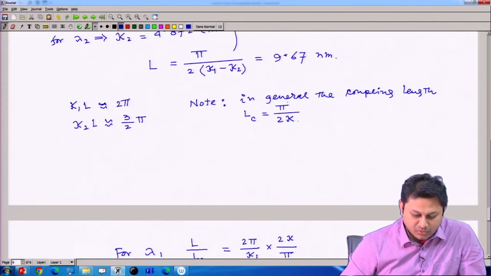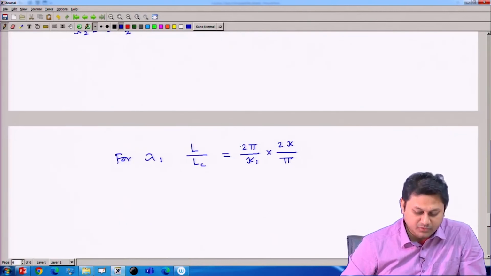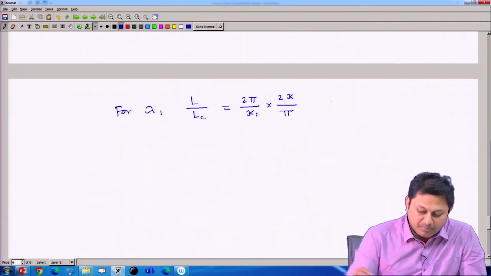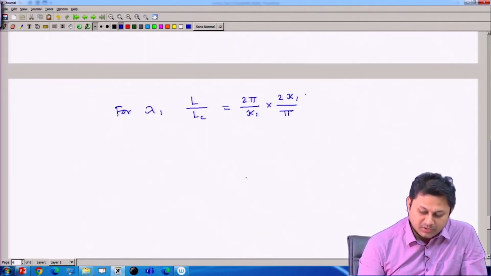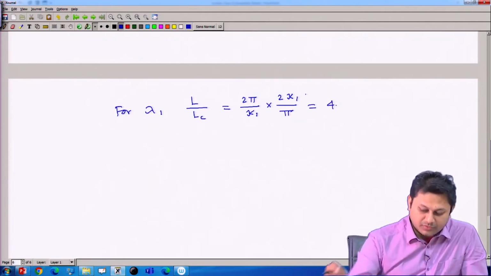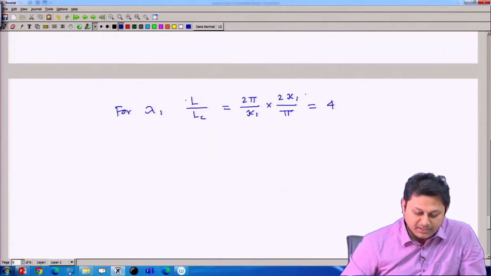So, this is the value I know, pi divided by 2 kappa, LC, and L I can calculate from this calculation, which is 2 pi divided by kappa 1. So, I just put this value, 2 pi divided by kappa 1 multiplied by 1 by LC. 1 by LC is 2 kappa 1, it should be kappa 1. So, this value is equal to 4. So, the total coupler length is equivalent to 4 coupling lengths for lambda 1.